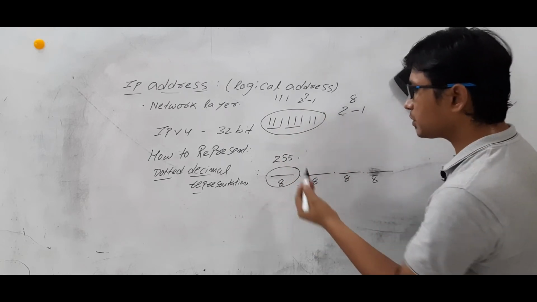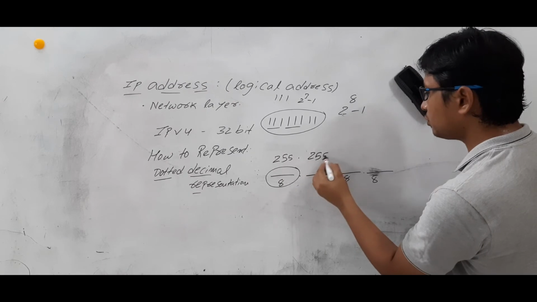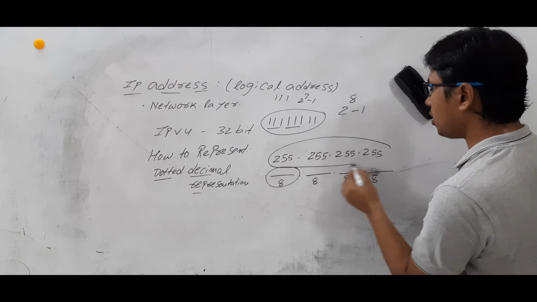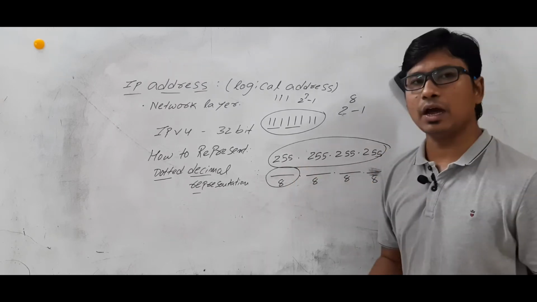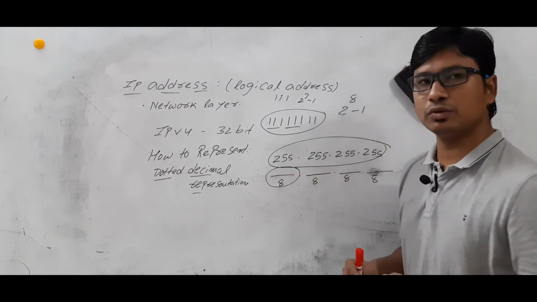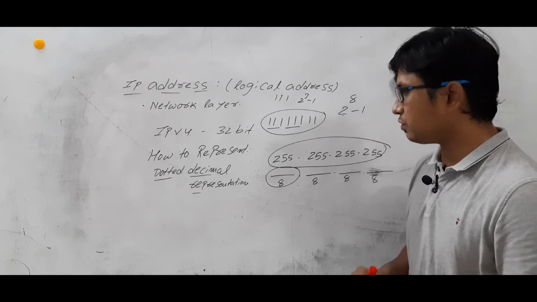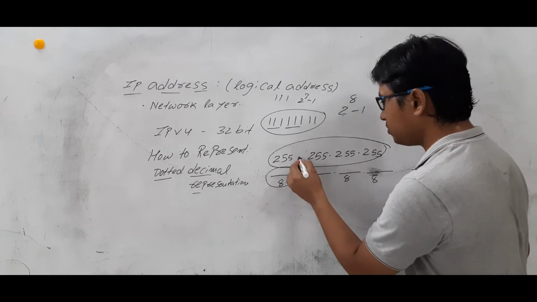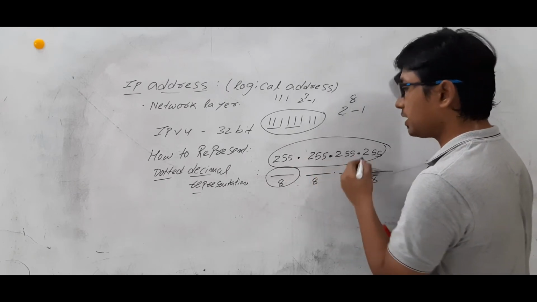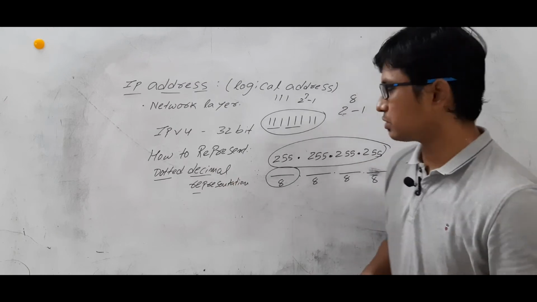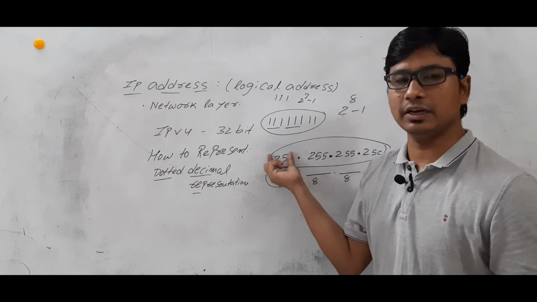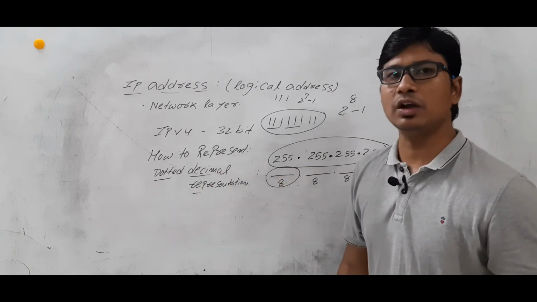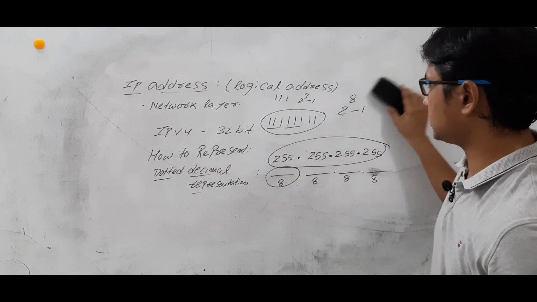So the maximum you can have, if you keep all 32 ones, is 255.255.255.255. That's why it is called dotted: you are separating them with dots. I hope these dots are visible for you. And it is a decimal number. So each 8 bits we represent with a decimal number, and each 8 bits is separated with a dot. That's why it is called dotted decimal representation.